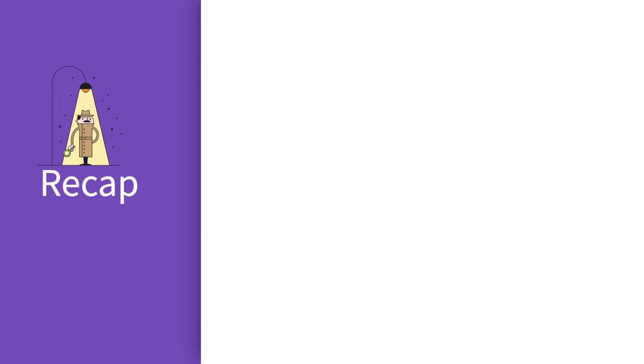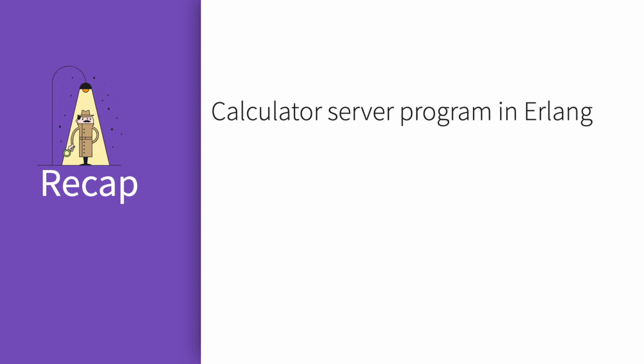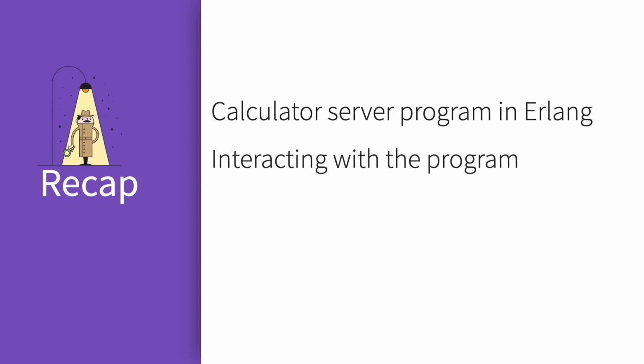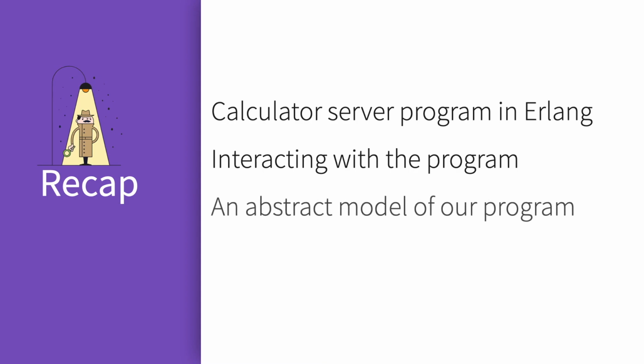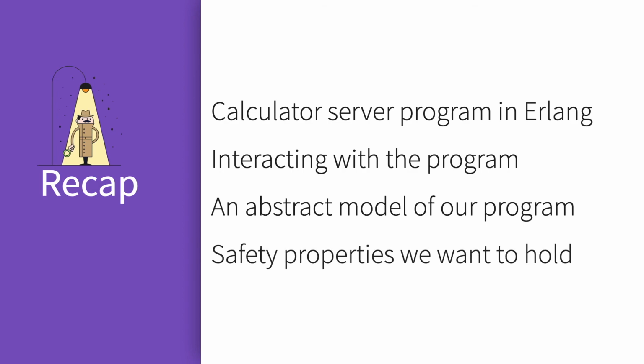Okay, so we have seen an example program in Erlang that interacts with clients via messages. This program we shall use to drive our tutorial. We also interacted with our program from the Erlang shell, and in the process, familiarized ourselves with the basics of Erlang. Our program was also described abstractly via a transition system that captures its behavior. And we concluded with a sample list of properties we would want our program to observe.